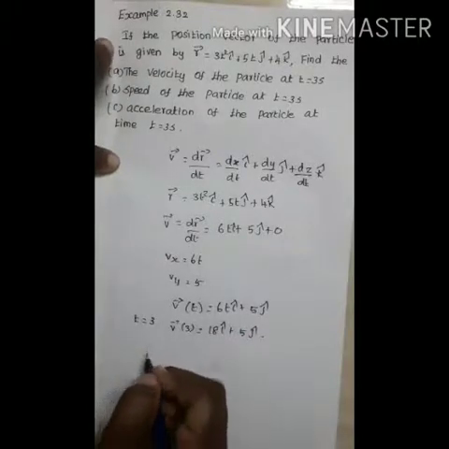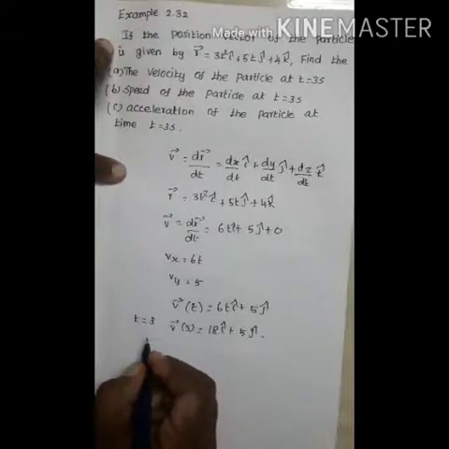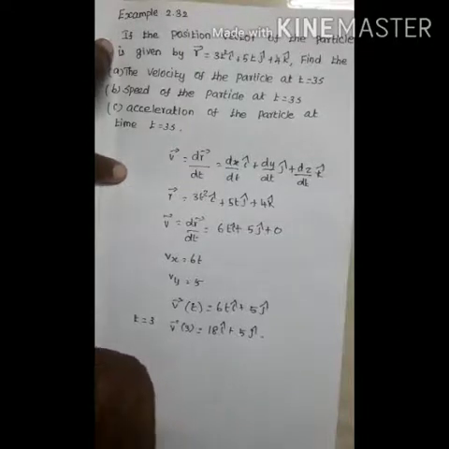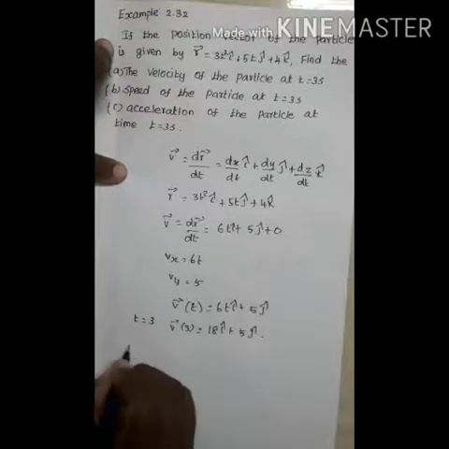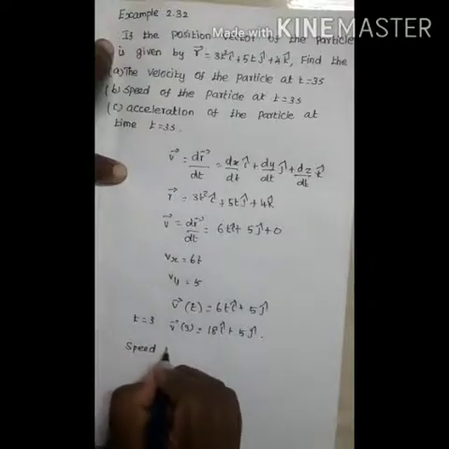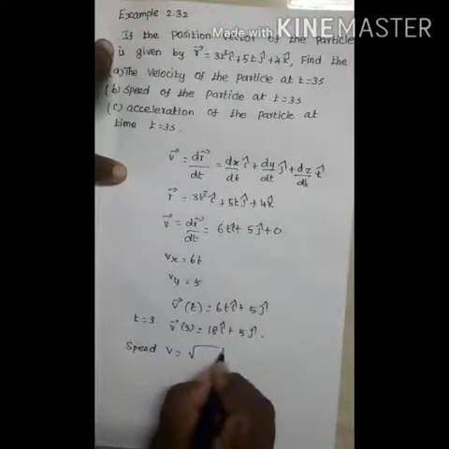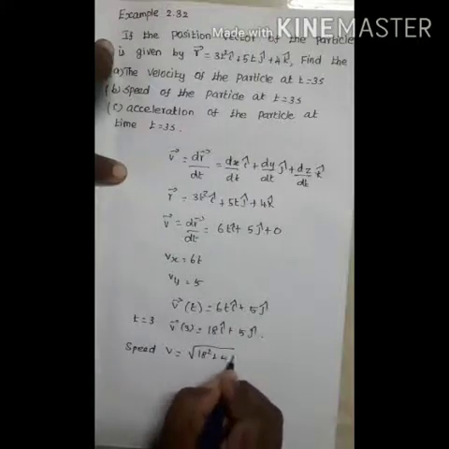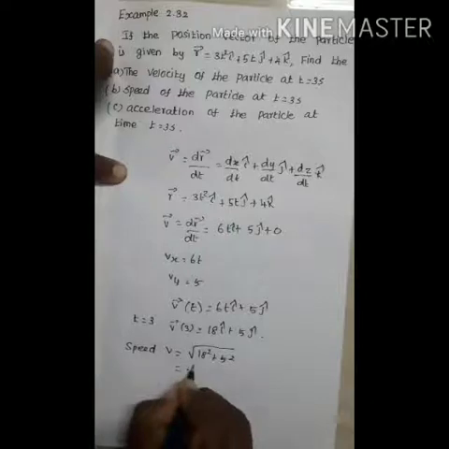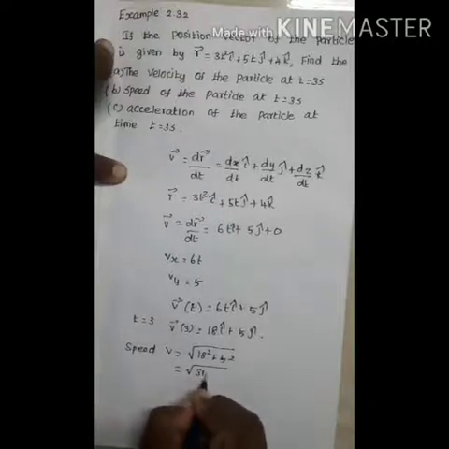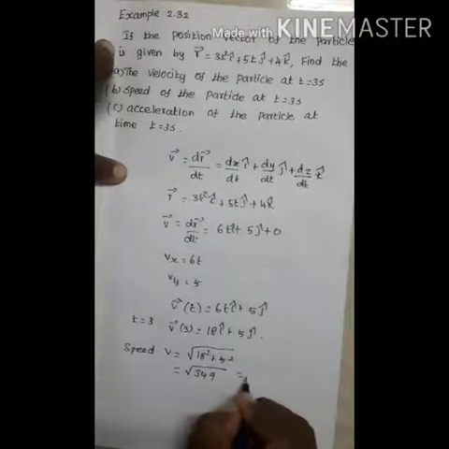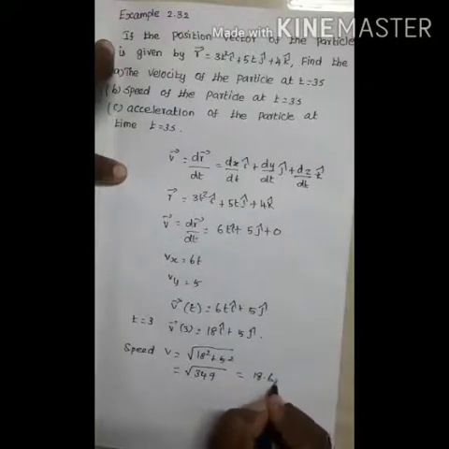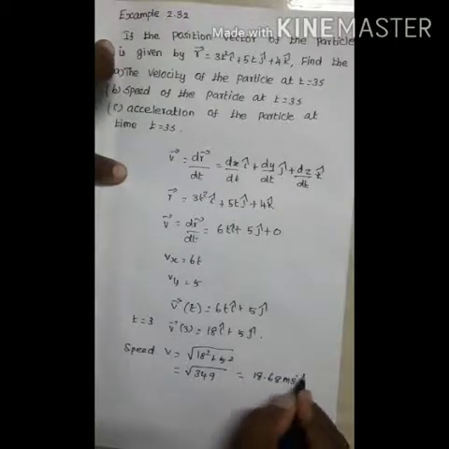The second question, the speed of the particle at t is equal to 3 seconds. Speed is equal to the modulus of velocity. Therefore, v is equal to the modulus of velocity, which is root of 18 square plus 5 square. Therefore, this value is equal to root of 349. Simplifying this value, 18.68 meters second minus 1.